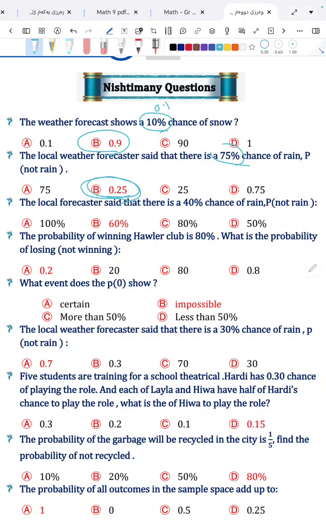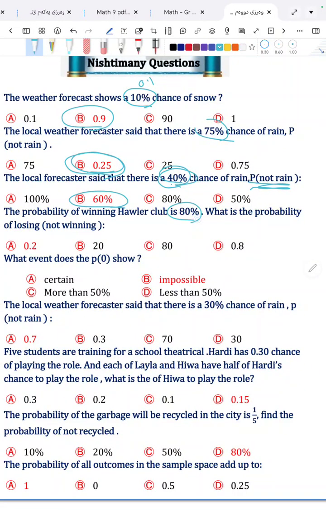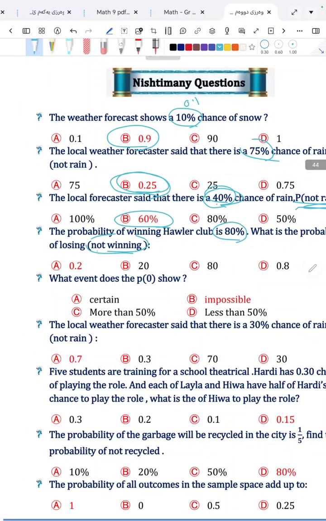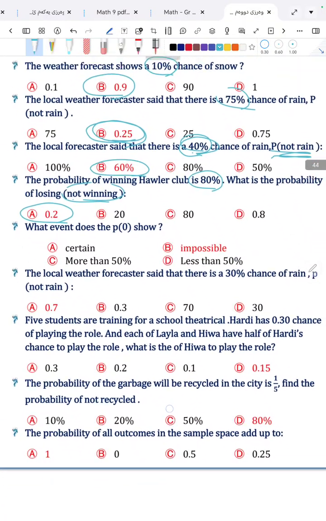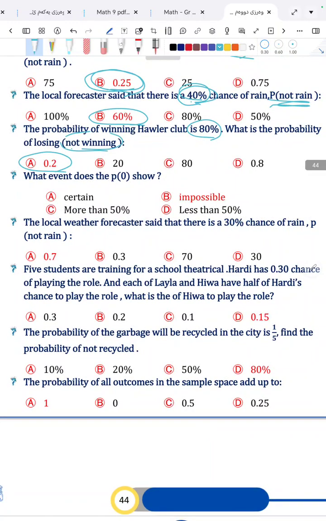Question 3. Now you have the multiple choice as a percent. 40%. So the complement of 40%. Probability of rain is 40%. What's the probability of not rain? It is 60%. Okay, again, 80% of winning. What's the probability of not winning? It's 0.2 or 20%. But there's no percent. Again, that's why we can't choose 20.